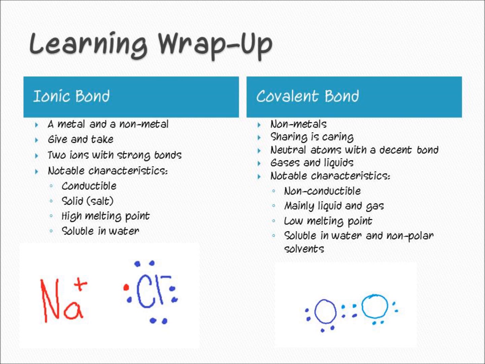An ionic bond results from a transfer of valence electrons from a metal to a nonmetal. It produces ions with a strong bond, and it has several important characteristics. A covalent bond results from sharing valence electrons between nonmetals, and it has its own special characteristics.